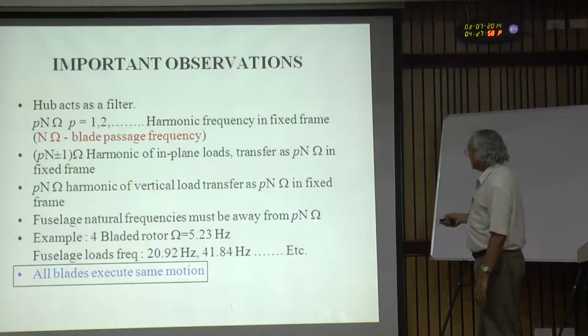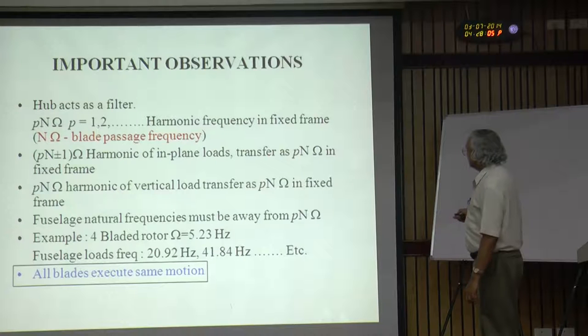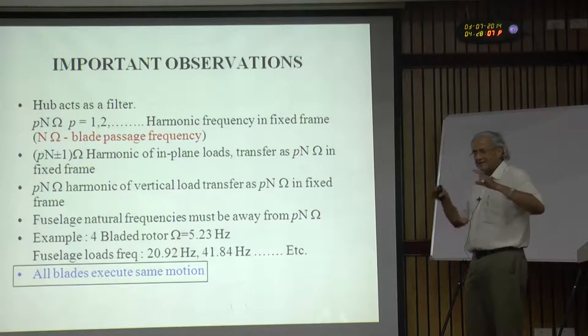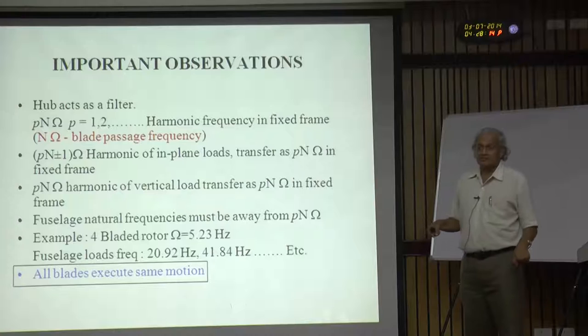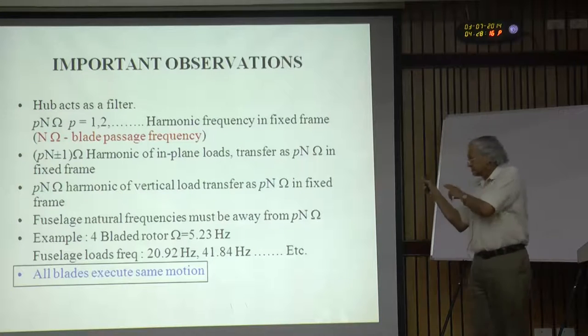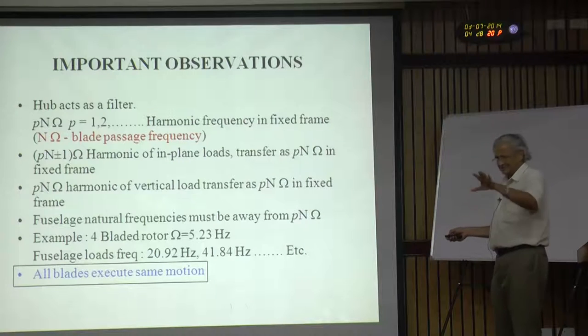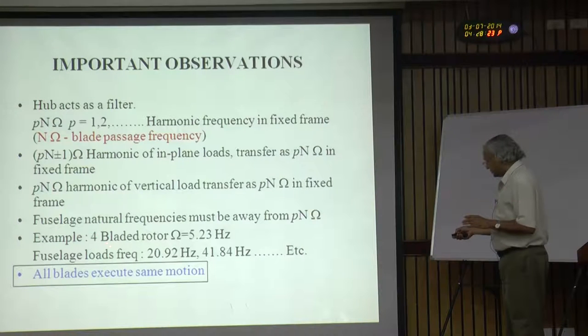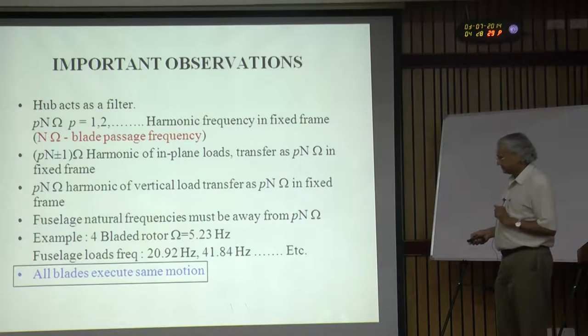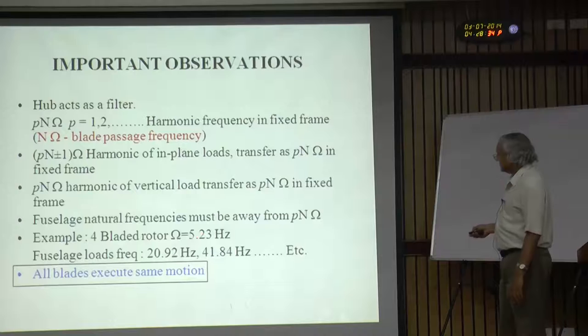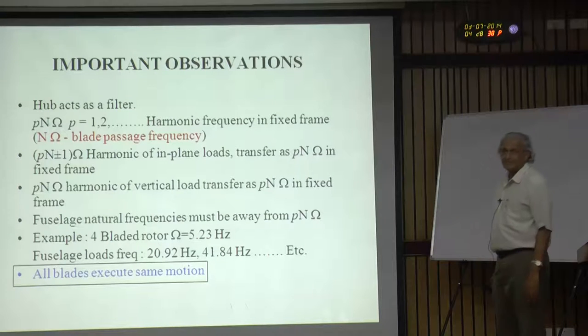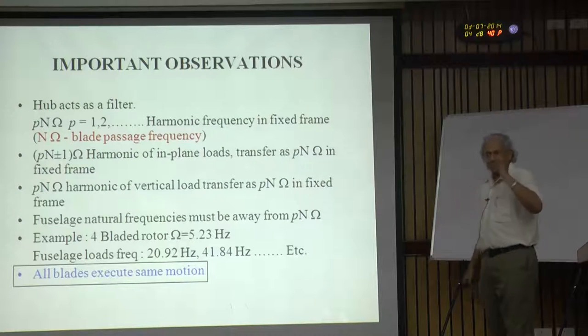But if you look at the hub loads, you will have P N plus minus 1 omega in the blade coming as P N omega. In the blade, a higher frequency will come as a lower frequency in the fuselage. This is the combination because of that transformation. That's why I have given a very simple example. I said a four-bladed rotor, that is, there are four blades. If the frequency is 5.23 hertz, fuselage vibratory loads will have frequency four times this, eight times this, etc. Mathematically you can prove this.